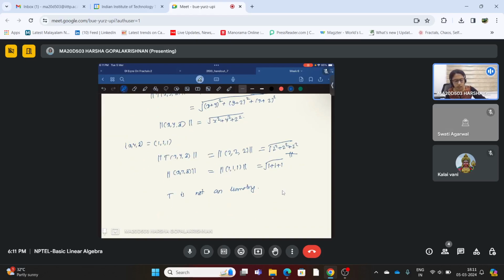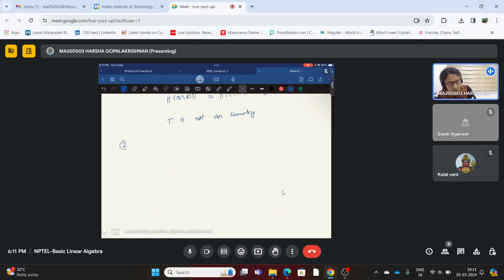Okay, now let's go to the next question. In isometry and orthogonality, we don't have that much more concept than this. Okay, let's go to the next question. Prove or disprove: product of two orthogonal matrices is always orthogonal. So the question is to check whether the product of two orthogonal matrices is orthogonal or not.